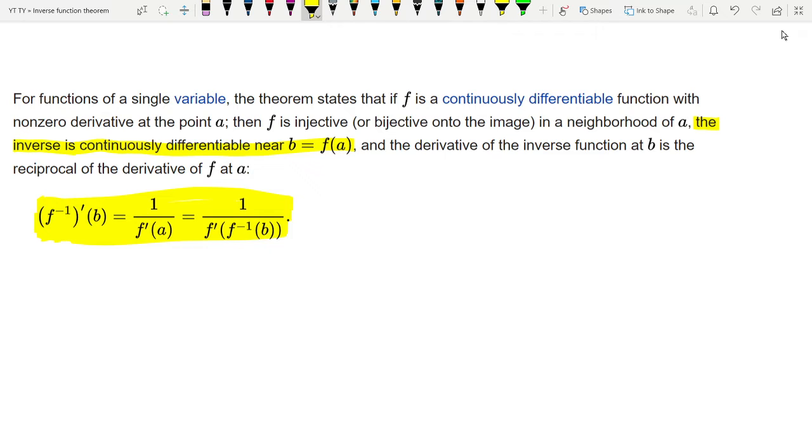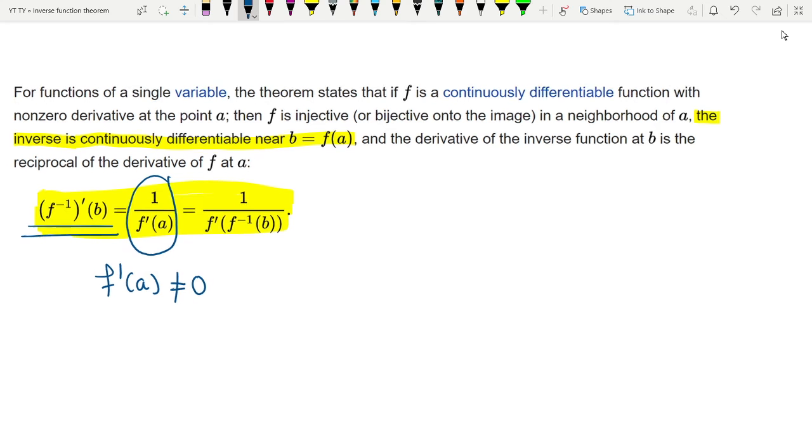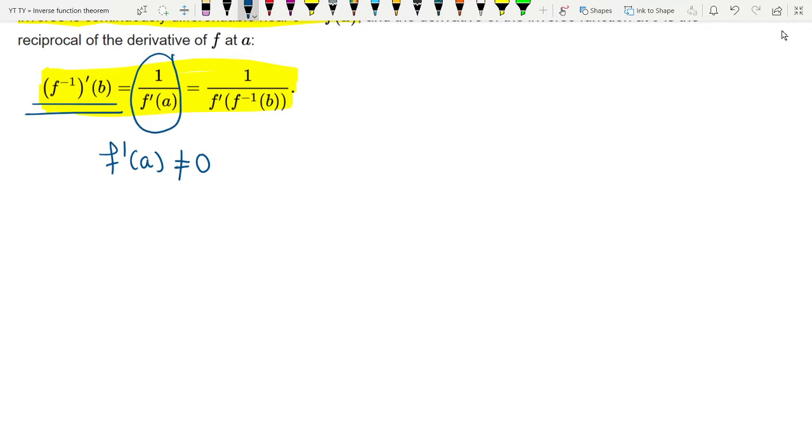So apart from being bijective, when we said that it is continuously differentiable and the derivative was not equal to 0, the extra condition that we put is nothing but f dash at A not equal to 0. This condition makes sure we can find the reciprocal, and hence that reciprocal becomes the derivative of the inverse function.